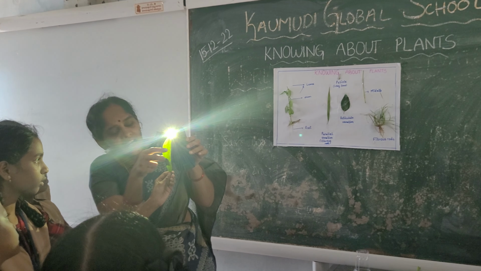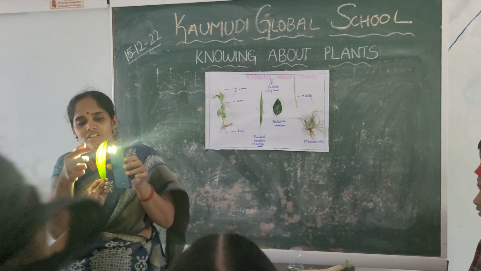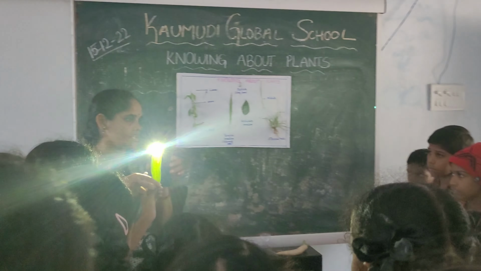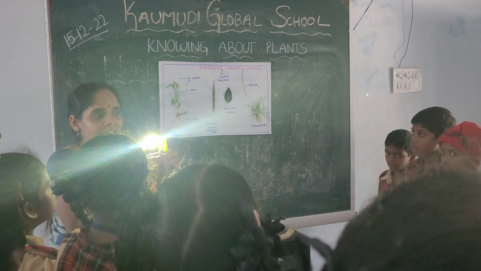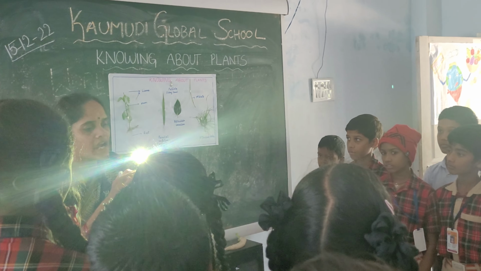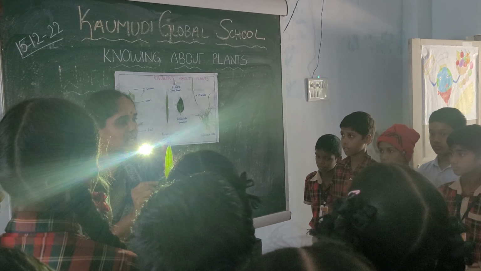If you see, here it is a network-like structure, web-like structure. Such a kind of venation is called reticulate venation, because it is a reticulate network. This venation we call reticulate venation. There is another venation.